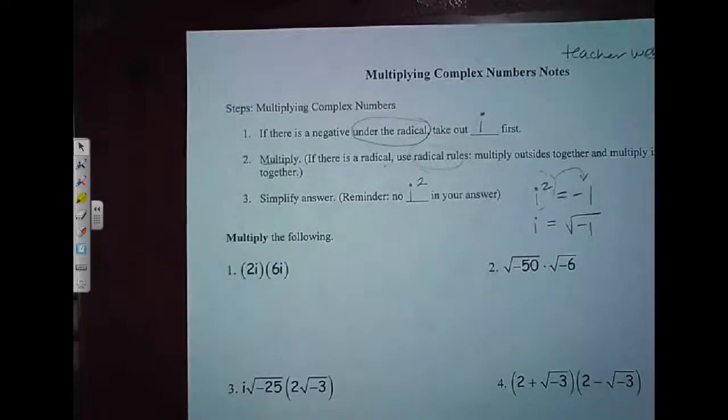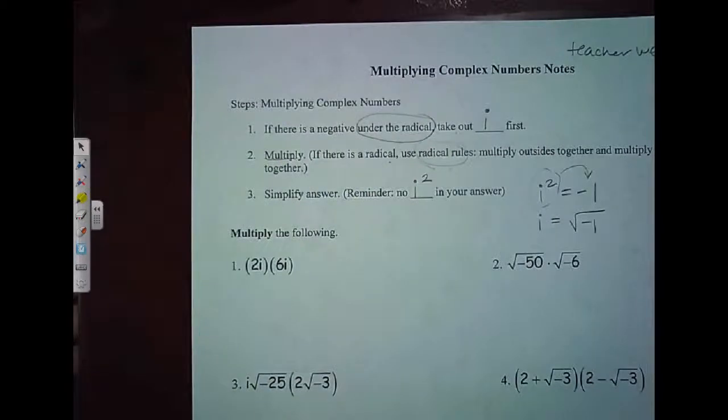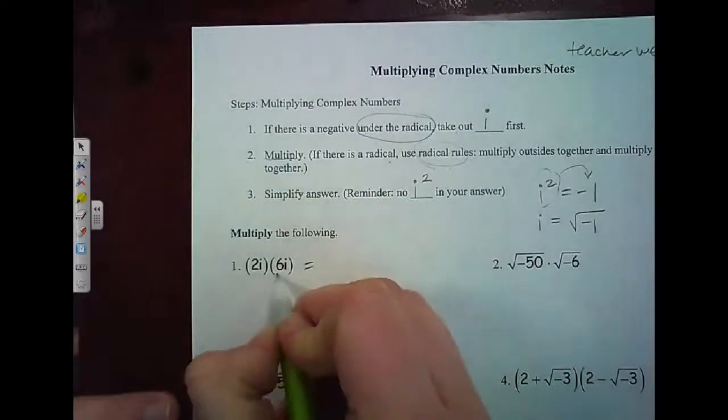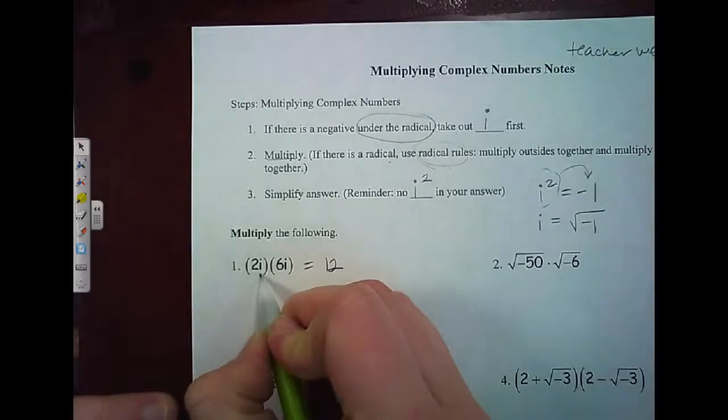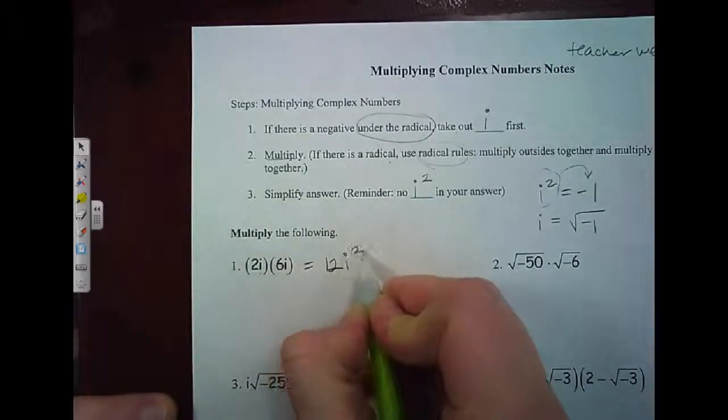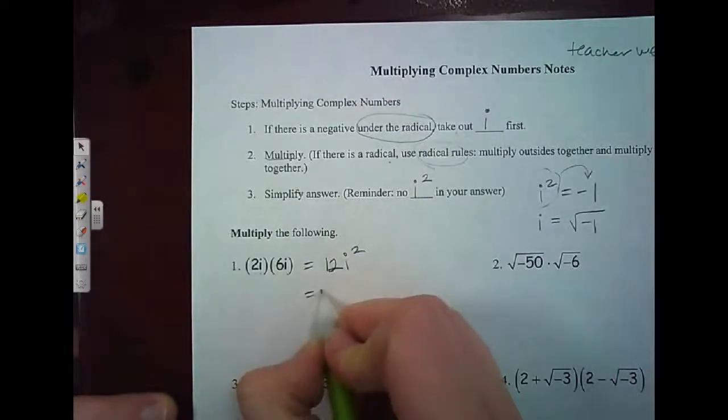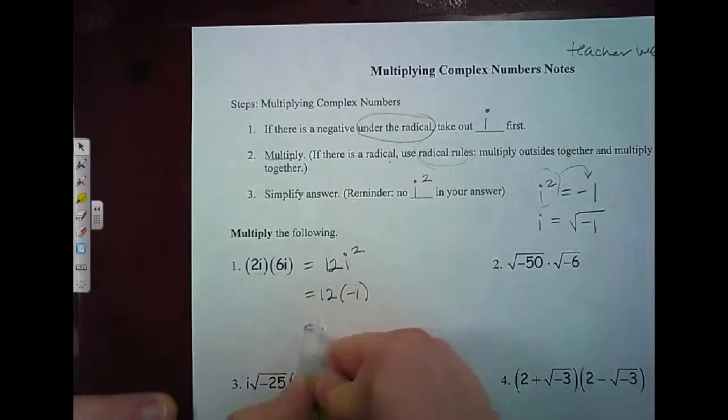So on the first one, let's go ahead and multiply. So you're just multiplying the numbers. So 2 times 6 is 12. And then we have i times i is i squared. i squared is equal to -1. So our answer would be -12.